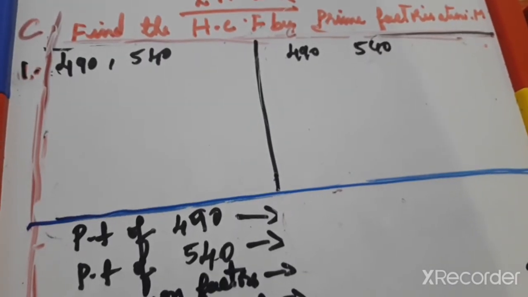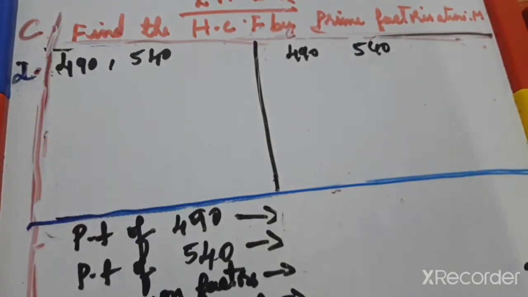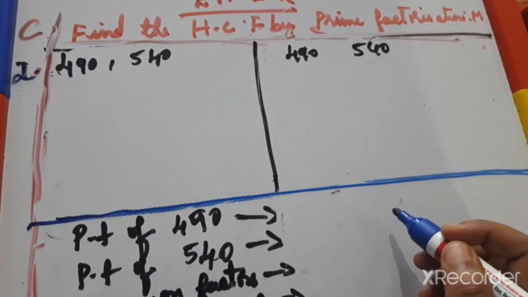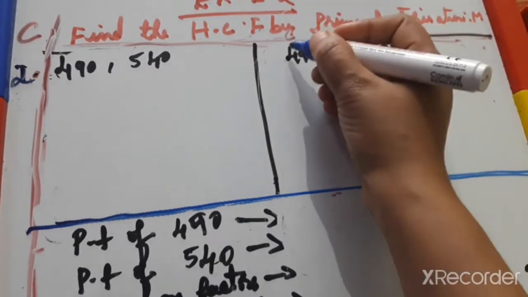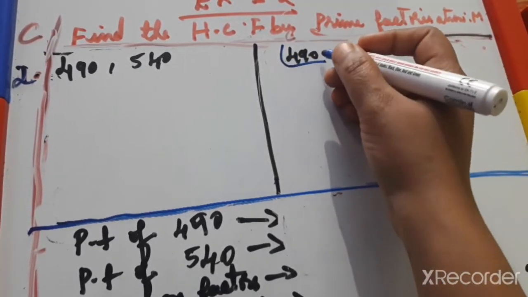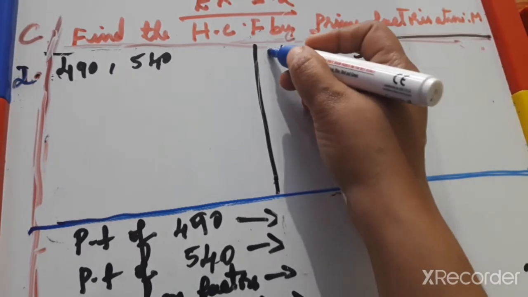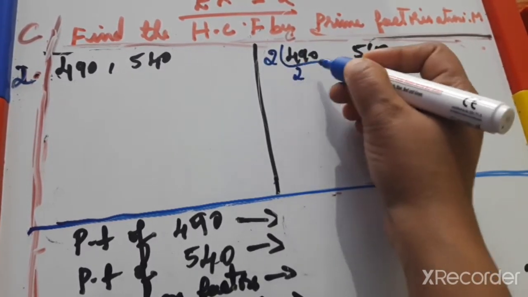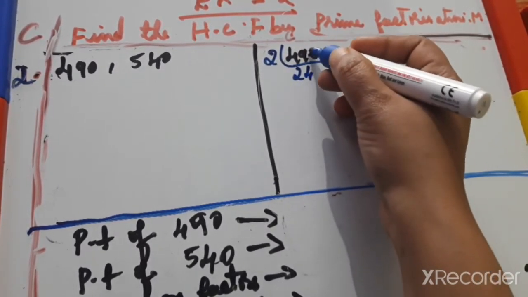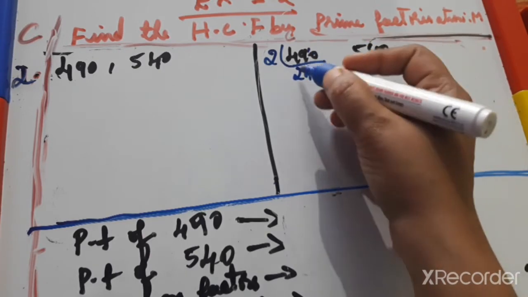Now next question, second question, 490 and 540. Now we have to find the factorization of 490. 490 means last number is 0. So last number 0 or even numbers mean we divide with 2 ones are tables. 2 2s are 4, 2 4s are 8, that is the nearer one. 1 carry means 2 5s are 10.